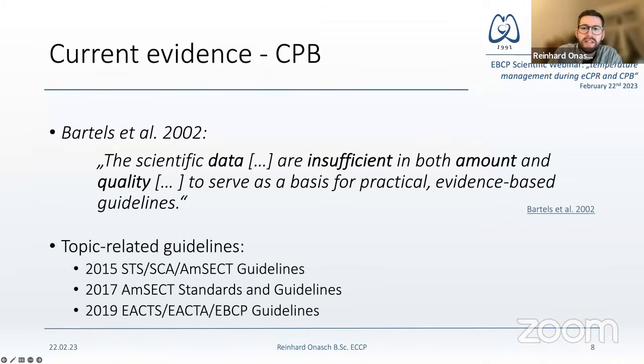In 2002, Bartels et al. concluded that the available scientific data is insufficient in both amount and quality to serve as a basis for practical evidence-based guidelines for CPB. 13 years later, the Society for Thoracic Surgery, STS, the SCA, the Society for Cardiovascular Anesthesiologists, and the American Society for Extracorporeal Technology, MSACT, reviewed the literature and published a guideline for temperature management during cardiopulmonary bypass. Other topic-related recommendations for clinical practice are the MSACT standards and guidelines from 2017 and the 2019 European guidelines.